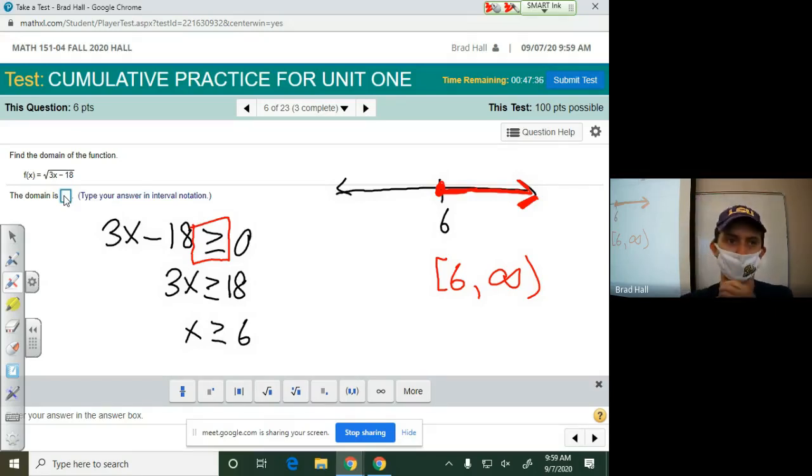Yes, at any point, if you ever multiply or divide by a negative, you have to flip the inequality sign. So that is still true.